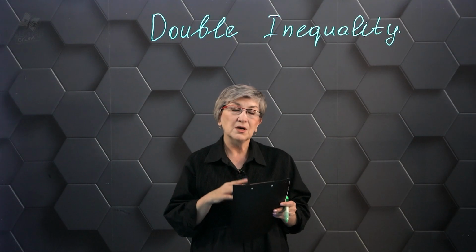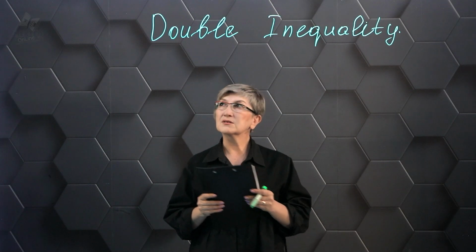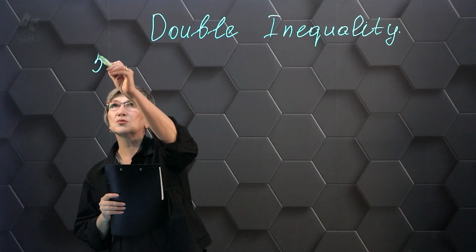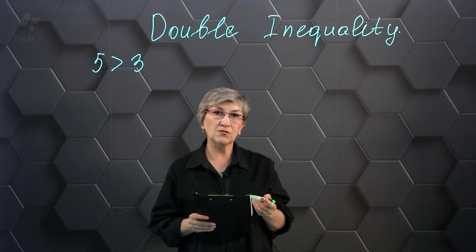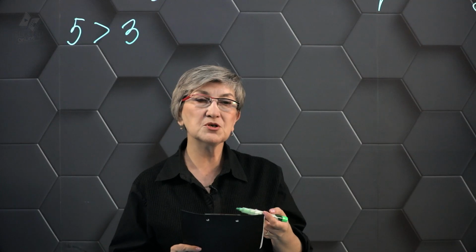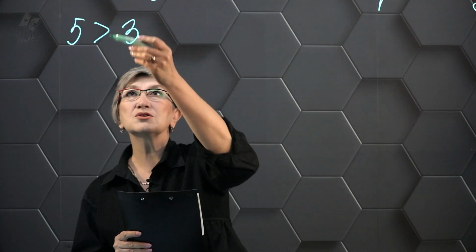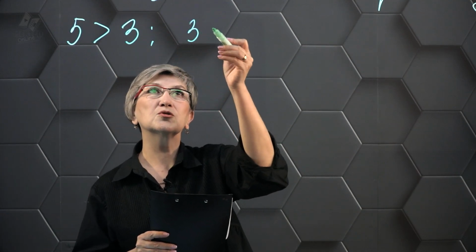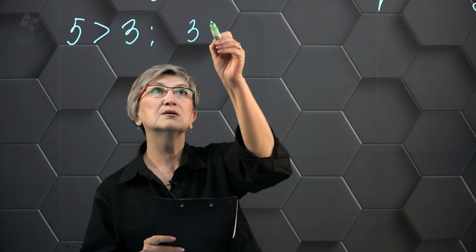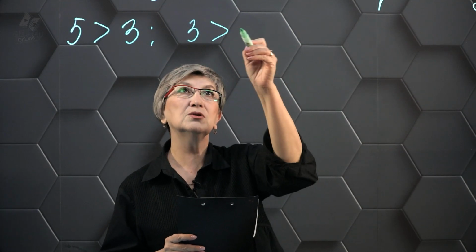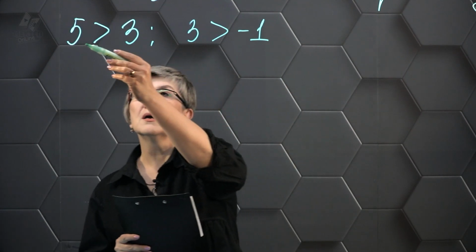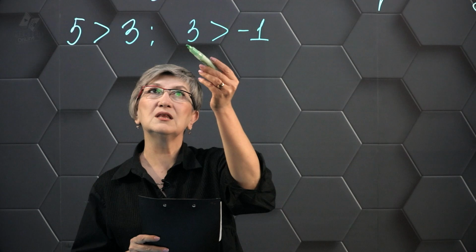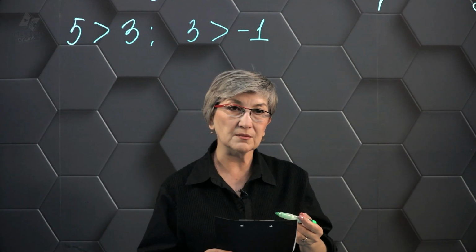Before that, let's write down a number inequality. We are talking about the fact that 5 is greater than 3, and this is a valid numerical inequality. Let's write another inequality that features the number 3. In this inequality, the number 3 will be greater than any number. Let's write the number -1. Hence, we have two inequalities. 5 exceeds 3, and 3 in turn exceeds -1.